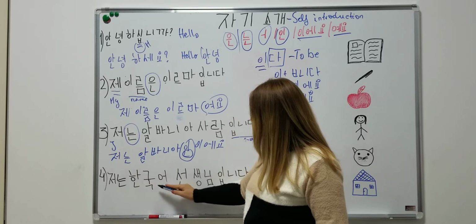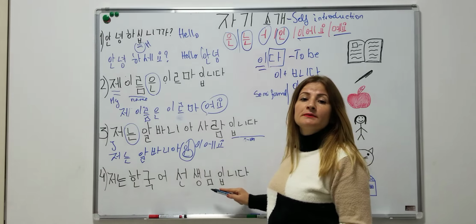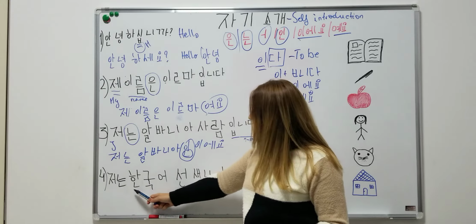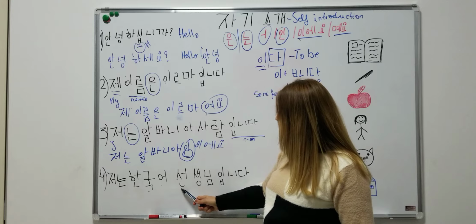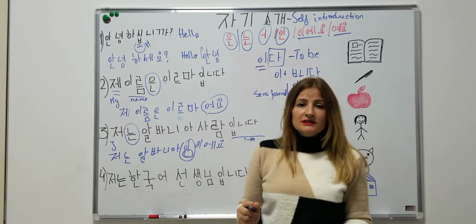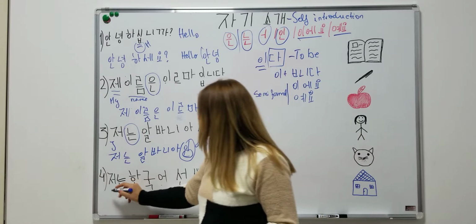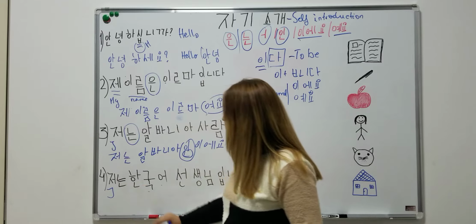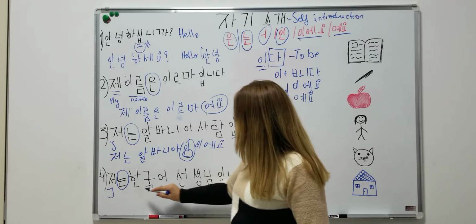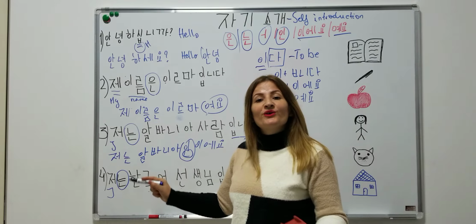저는 한국어 선생님입니다. So let's translate together, guys. 저, it's I. 는 is a subject particle. 한국 is Korea.